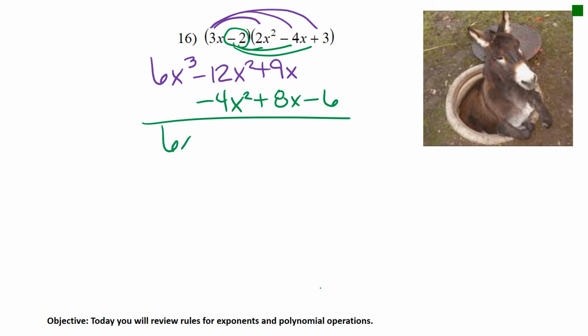Add them up. You've got 6x cubed. Negative 12 minus 4 is minus 16x squared. 9 plus 8 is plus 17x. And there's the minus 6 tagging along.